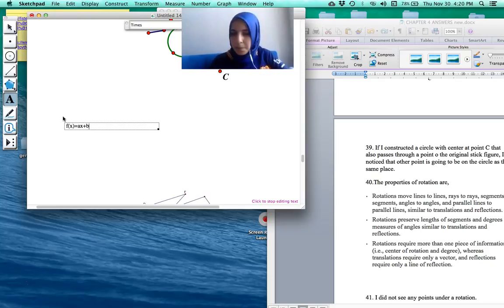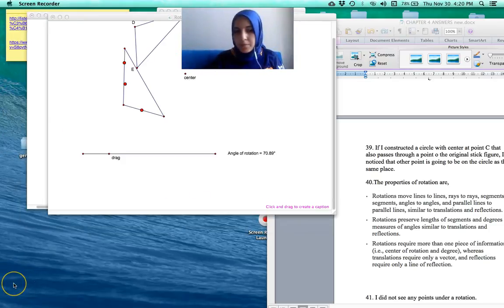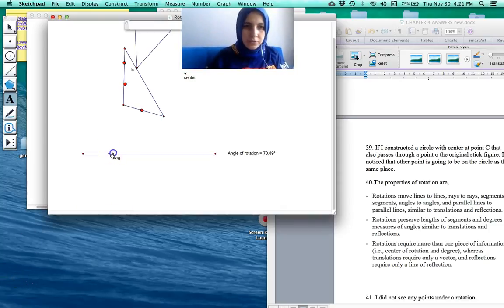I will pass some questions and go to 54. The question 54 says to drag a movable point on the circle to change the angle of rotation. What changes and what remains the same? Yes, drag it and then change.